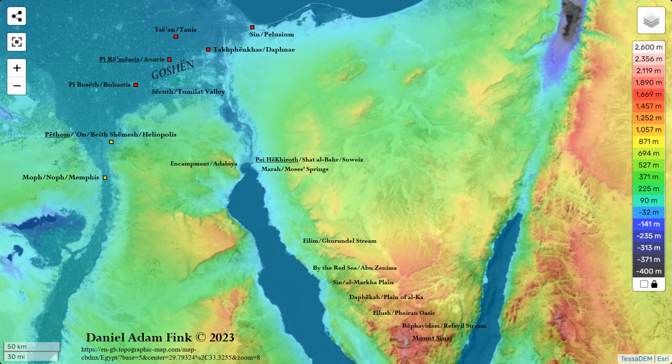These are the features of the Exodus, for the first time ever displayed on an elevation map. All of the names in the Exodus, from Pithom and Raameses through Pei Hachirat, which is the Exodus crossing, down to Mount Sinai itself.